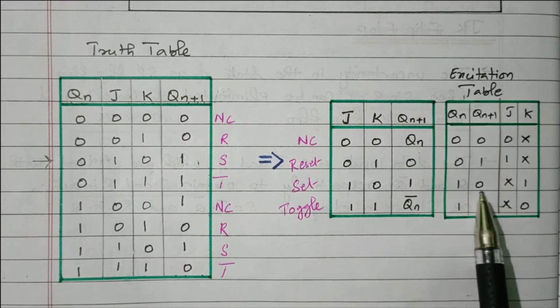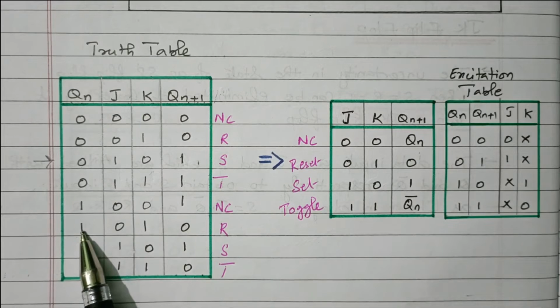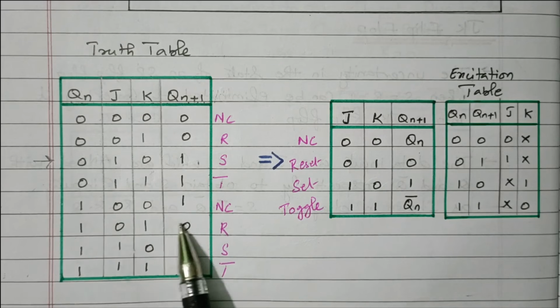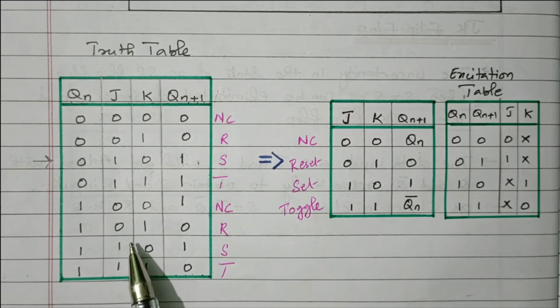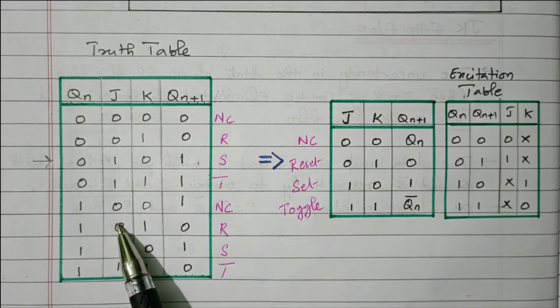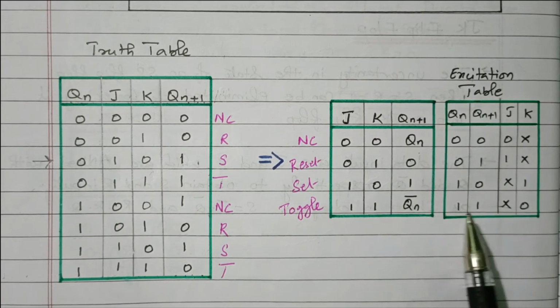Right. Then 1, 0. These two cases change from 1 to 0. This one and this one. For that, it is 0, 1 here and 1, 1 here. So K is always 1. In both cases K is 1, and J may be 0 or 1. So that's X.